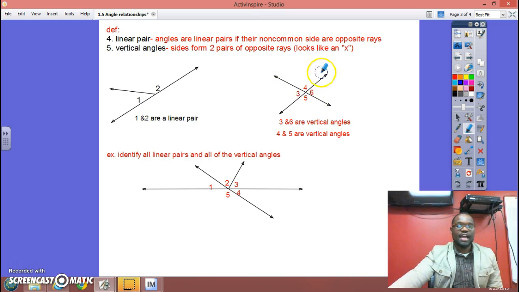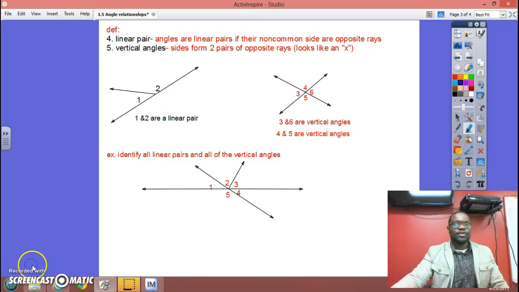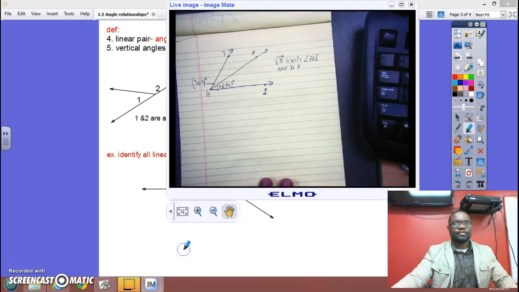Vertical angles, you have whenever you see this X shape. It always happens. And the angles that are like opposite one another turn out to be the vertical angles, like 4 and 5 and 3 and 6. Okay? And so that's what today's lesson is about, is understanding a little bit more about linear pair and vertical angles.